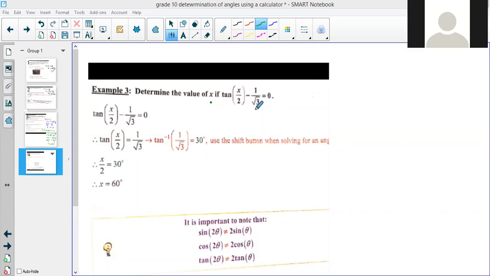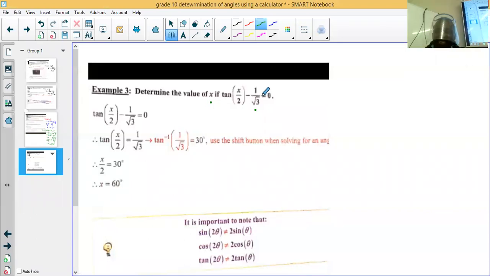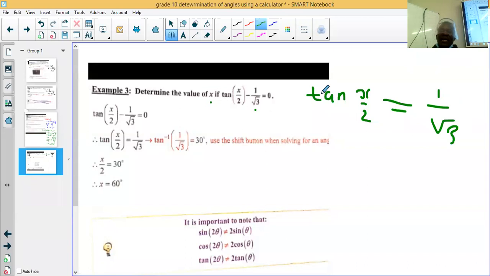On the left-hand side, what is happening here? It is subtracting. It passes on adding. Are you getting the point? Let me write it here so that you have an understanding. Now, when you transpose this one, it will be positive 1 over root 3. Are you following there? Right, now what is the next thing to do?